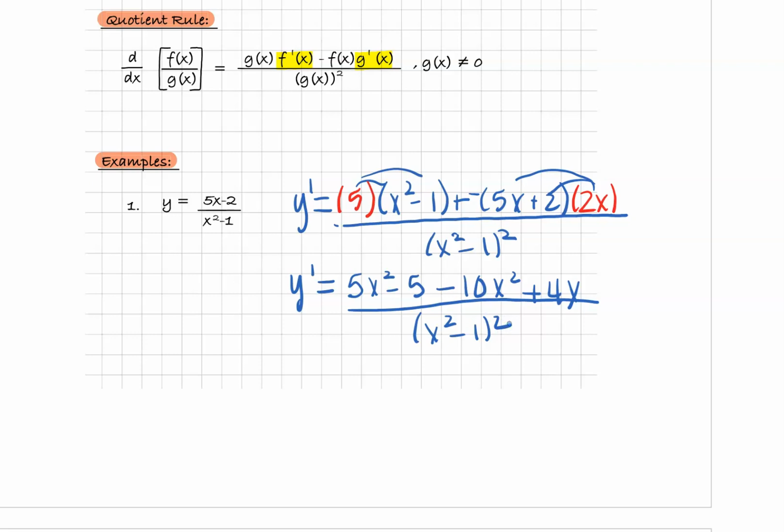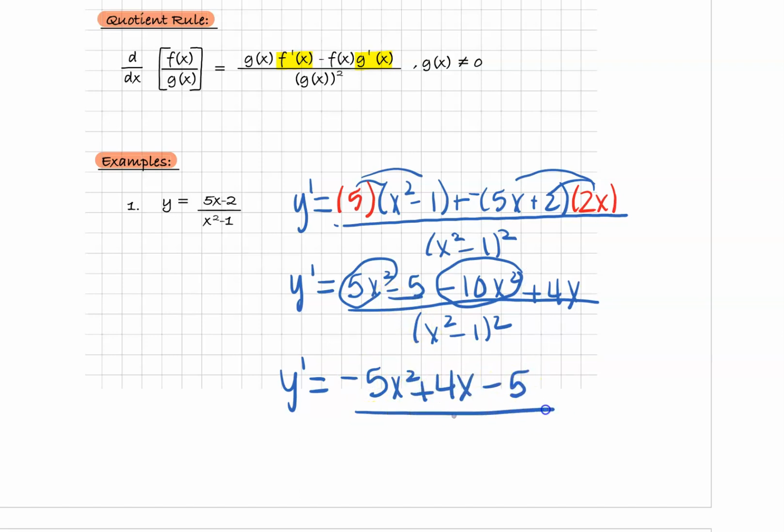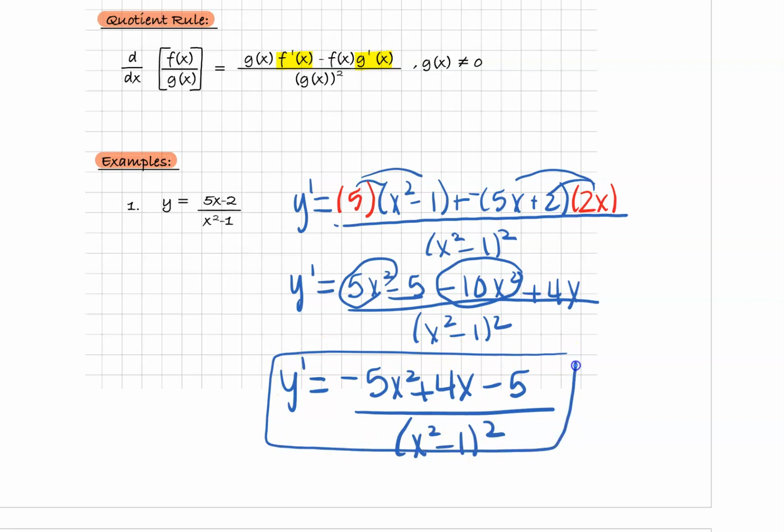A lot of times you're going to see that denominator just left alone because there might be some cancellation properties you can see by looking at the pieces versus FOILed out. So now I'm going to clean up the top. I've got a 5x squared and a negative 10x squared, so that gives me negative 5x squared plus 4x minus 5 all over x squared minus 1 squared. And then that is my derivative.